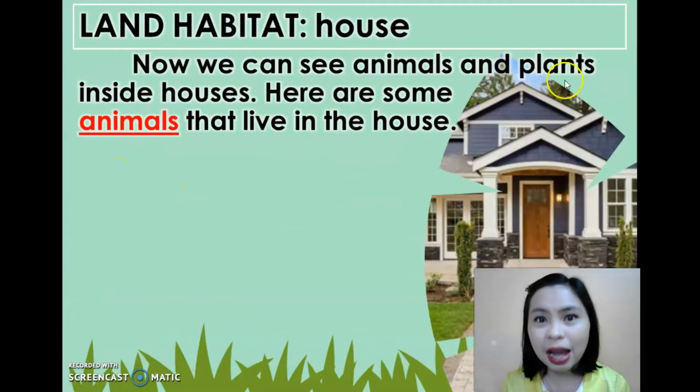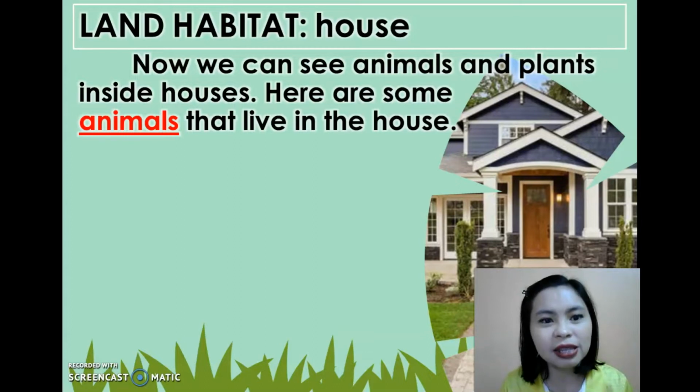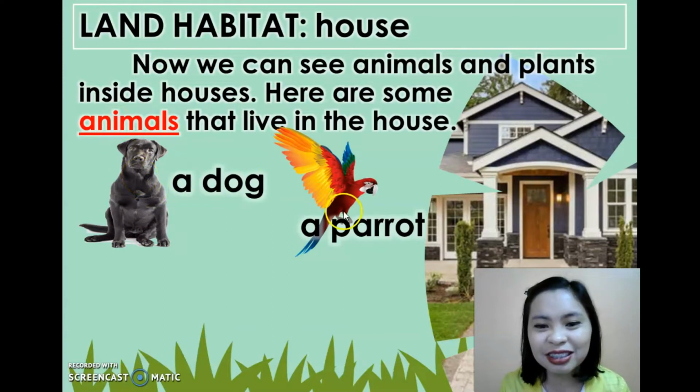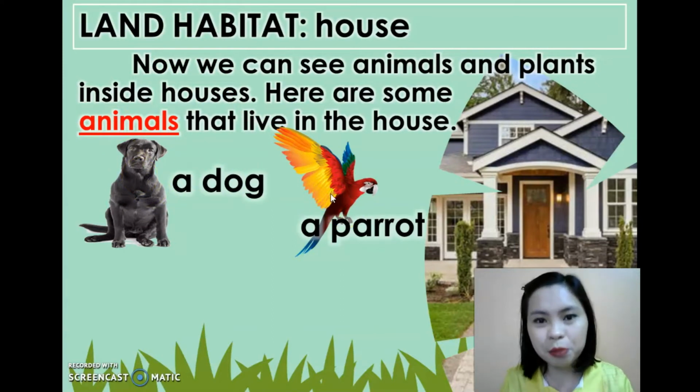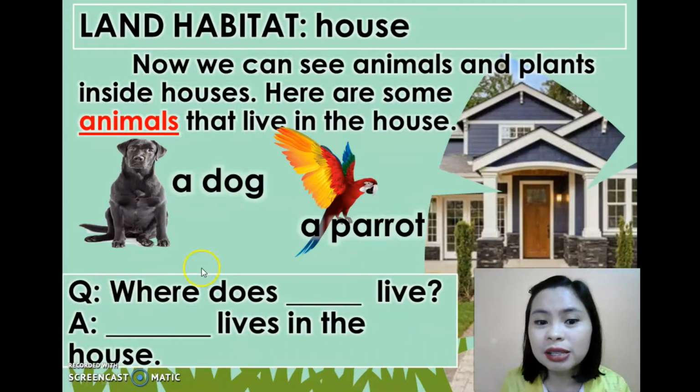That would be house. One more time. House. So together in our comfort, now we can see animals and plants inside houses. Some of these animals are a dog and a parrot or a bird, simply bird. So question. Where does a dog live? Where does a dog live? Answer?